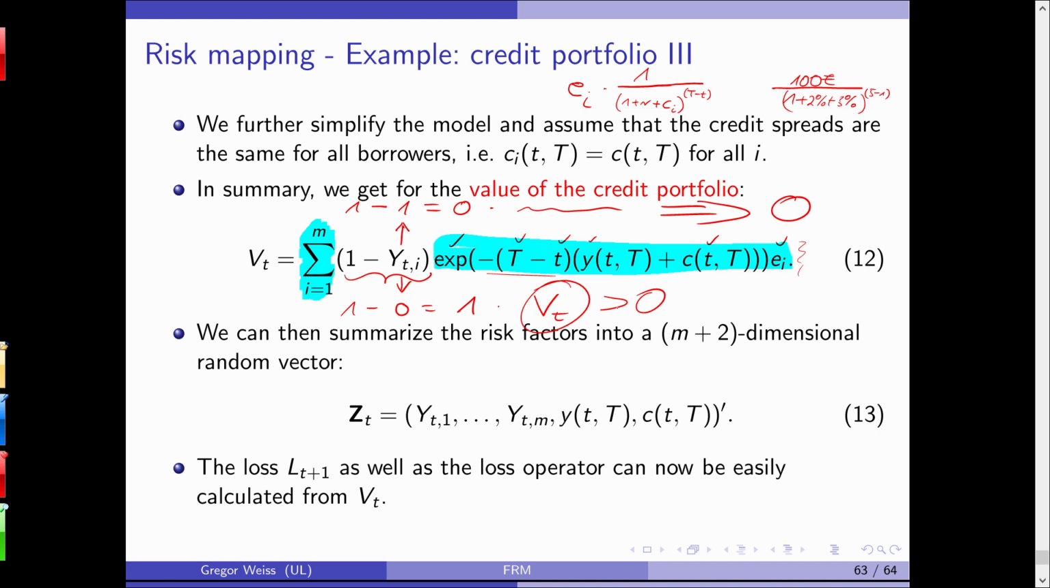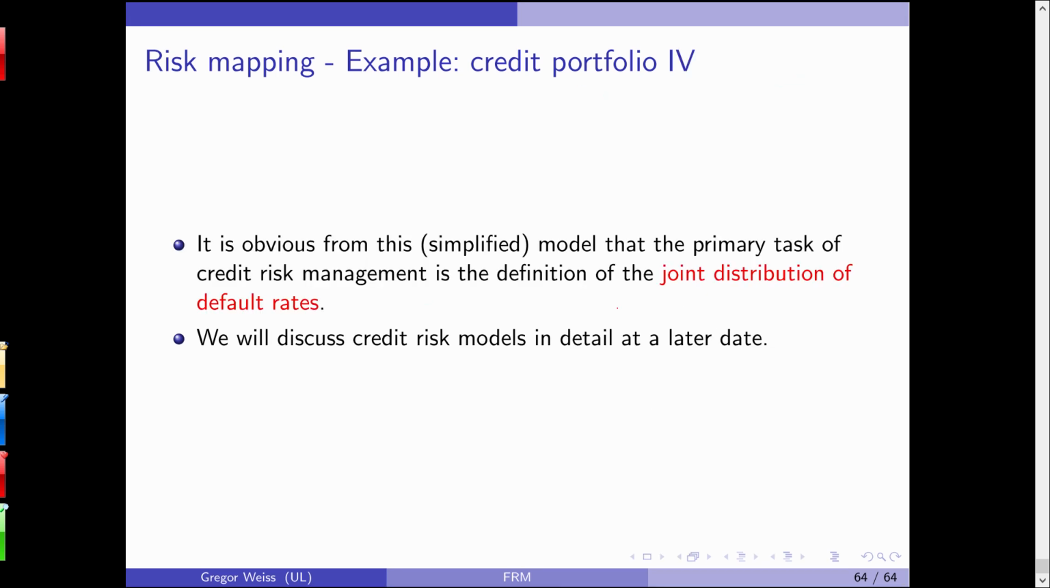And then we can see the risk factors can be summarized by the default indicators y1 to ym, the risk-free rate or the yield, and the credit spread. So we have m plus 2 risk factors, and the loss L t plus 1 can simply be calculated from this. We use estimates for the credit spread, the interest rate, and the default probabilities. Because yi, these default indicators are nothing but default probabilities.